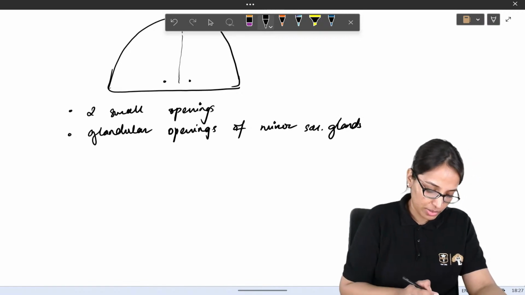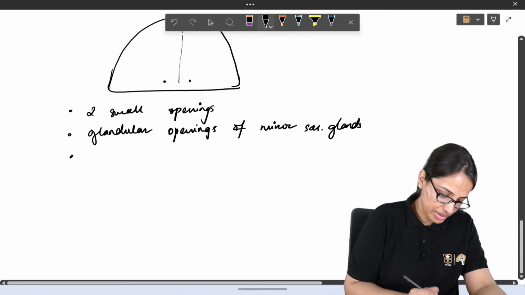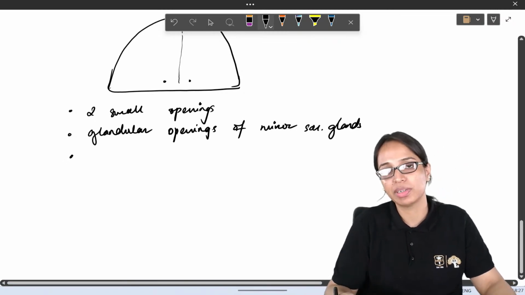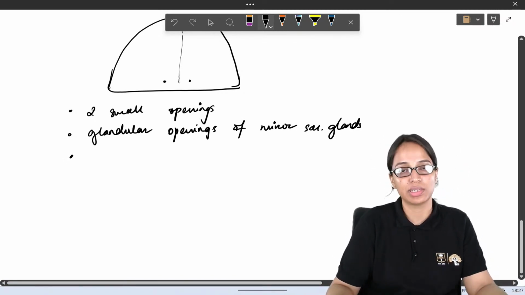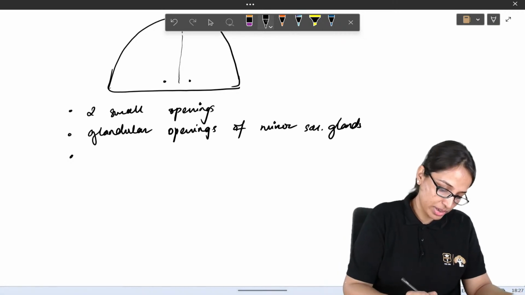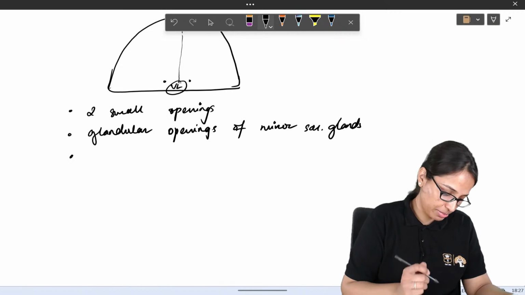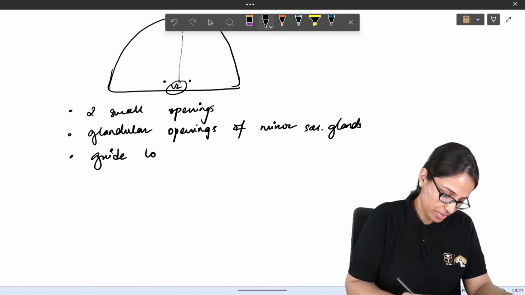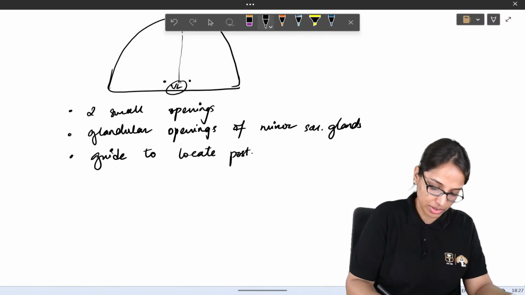Coalescence of ducts of minor salivary glands. In some individuals, it is very prominent. In some individuals, it is not seen at all. Now, what is the clinical implication? They are very close to our vibrating line or the posterior palatal seal area. So, they serve as a guide to locate the posterior border of the denture.